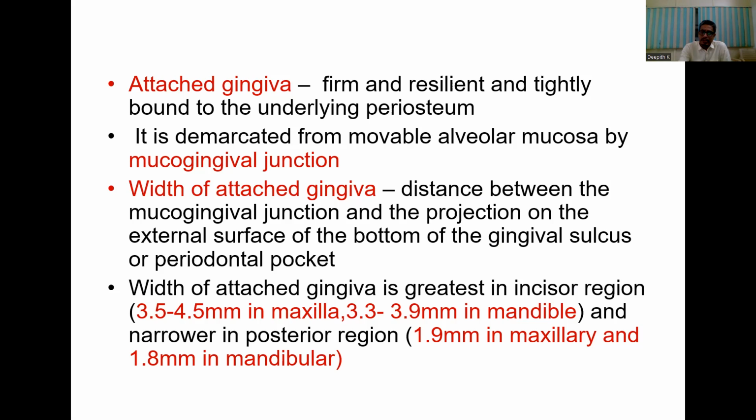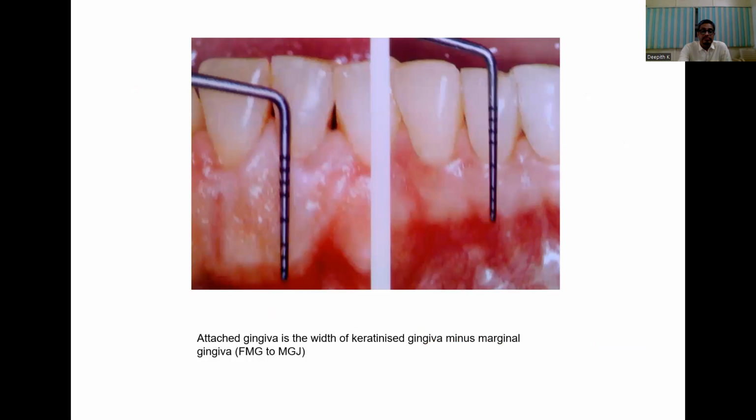It is the distance between the mucogingival junction and the projection on the external surface of the bottom of the gingival sulcus or periodontal pocket. Usually, the width of attached gingiva is greatest in the incisor region, that is 3.5 to 4.5 millimeters in the maxilla and 3.3 to 3.9 in the mandible, and narrower in the posterior region, around 1.9 in the maxilla and 1.8 in the mandible. That is the normal dimension of the attached gingiva.